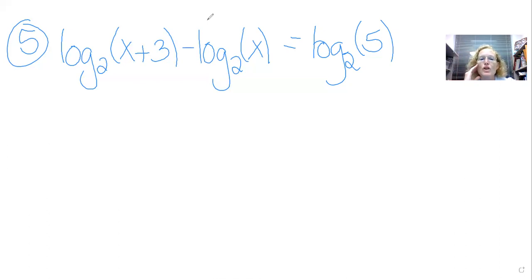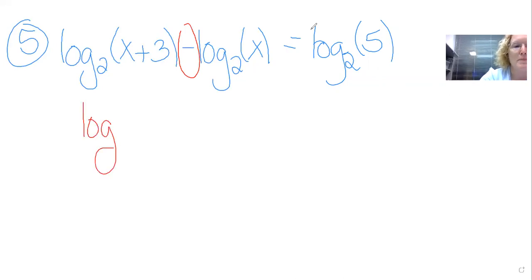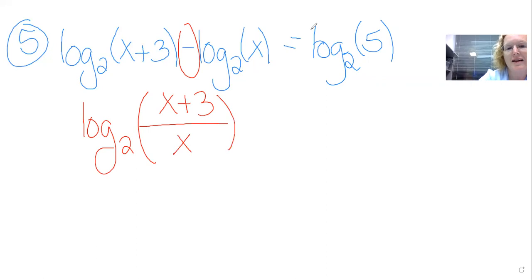Okay. So if you look over here, these two logs right now are separated with this minus sign. So if you go back to what Mrs. Young talked about on Thursday night of last week, that means that when you combine these, you're going to divide. So we're going to come in here and say, okay, the log, remember when you combine, don't change the base. So log base 2 of x plus 3, divided by, and see it's minus log base 2 of x, so divided by x, equals the log base 2 of 5.